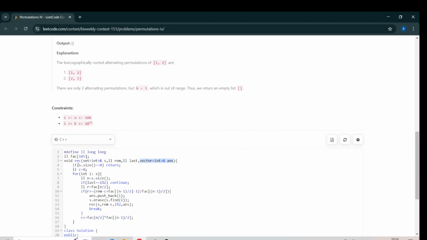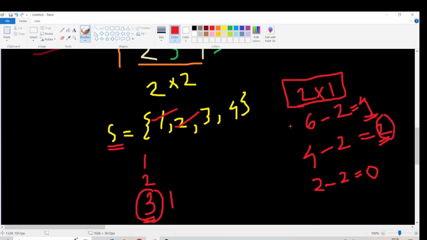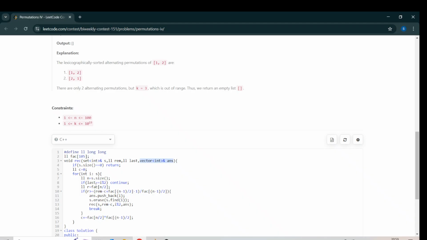Now if the size of the set is 0, then this is the base case, we'll just return. Now c will be the total number of possible permutations we have neglected. When we consider 1 and remove all the possible permutations from 1, we add to c all the permutations starting with 1, and whenever we remove 2, we add all the possible permutations starting with 2 to c. That's what we are doing now.